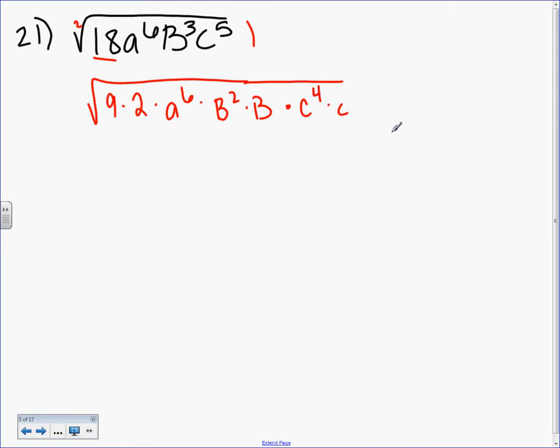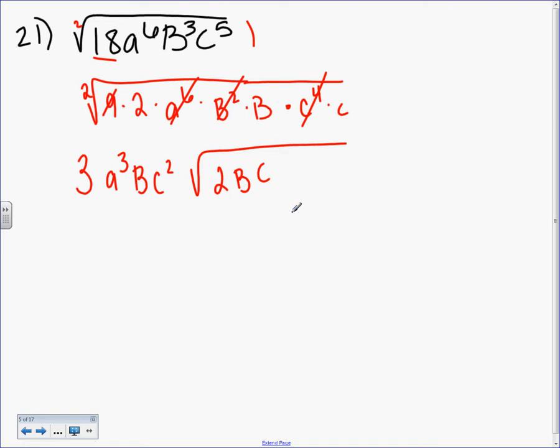So let's bring all the perfect squares out. Square root of 9 is 3, right? A to the 6 comes out as a to the 3. B to the 2nd is a perfect square. It's b to the 1. C to the 4 is a perfect square. That's c to the 2nd. If you've forgotten your rules, if it's a perfect square with exponents, right, you would take 6 divided by 2, which is 3. 2 divided by 2, which is 1. 4 divided by 2, which is 2. Okay? And then we still have the 2, the b, and the c.